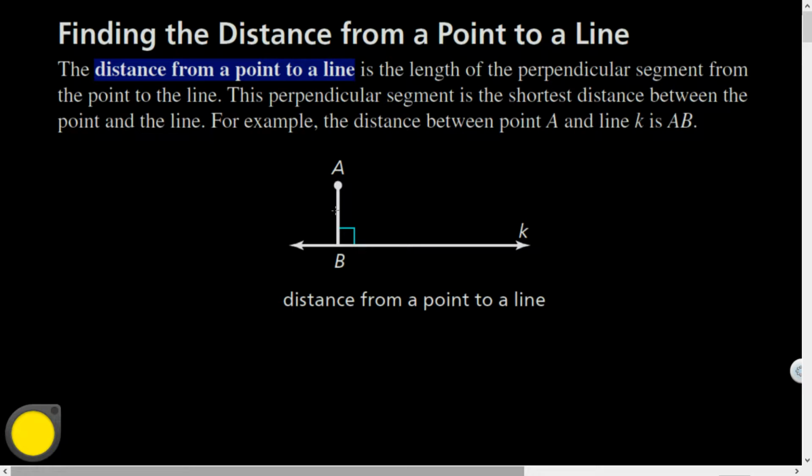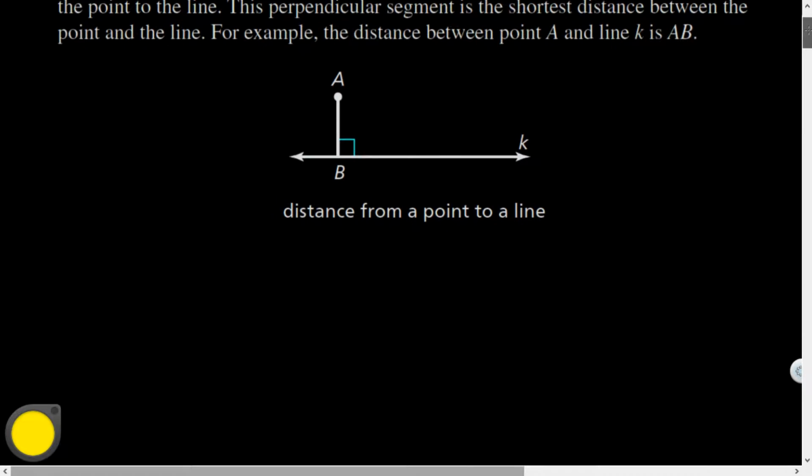So let's see. When you measure your height, you don't measure it diagonal to the floor. Maybe you've noticed that, right? Did you? No, you didn't, because you measured it perpendicular to the floor so that you'd have the appropriate distance, and that's how we calculate the distance from a point to a line, perpendicular to it.